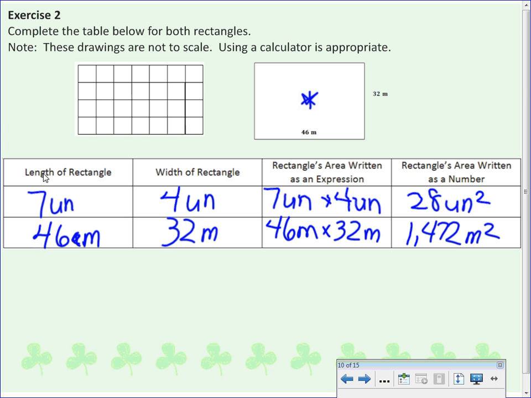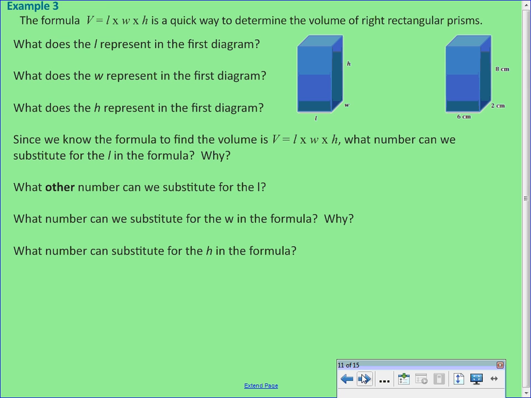Enough about area. Let's take it to the next step. What do you think we're going to do next? Volume, right. So the formula for volume equals length times width times height. Now, like we said earlier, each letter represents a different number. So that's why we don't like using that X anymore for the multiplication symbol, because it can get confused as a variable representing a different number.